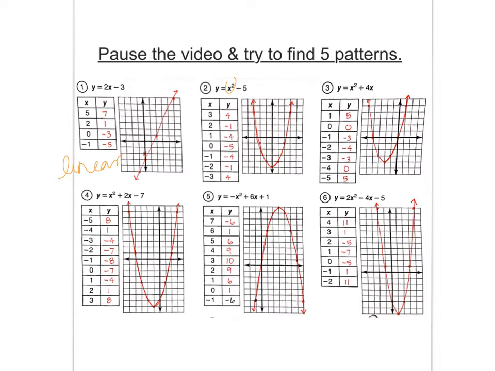Also, equation 5 should stand out to you. If you notice here on graph number 5, it is a U shape, except this U shape is going downward. And if you look at the equation, one thing that hopefully should stand out to you is the fact that this has a negative sign in the very front. That negative sign is what causes it to open downward.